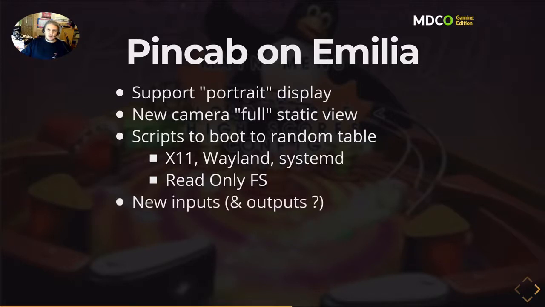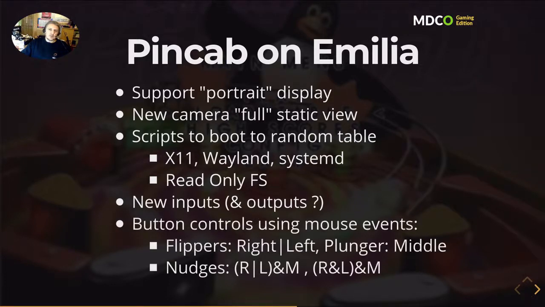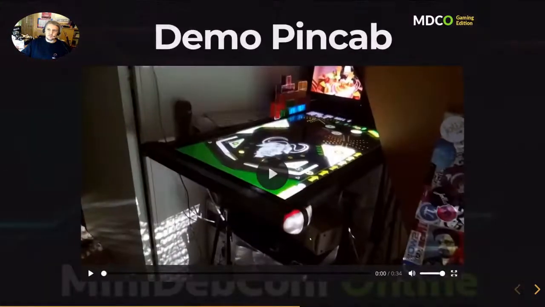I also need to handle new input types, and eventually in the future new outputs. Currently I just need some buttons to control the flippers. Using the mouse I can have 2 buttons, so with two mice I can have 4 buttons, but only 2 are used because they are the same. For flippers, I can use the right and left buttons, and for the plunger, I can use the middle button. I can try to emulate nudge effects by combinations of buttons also.